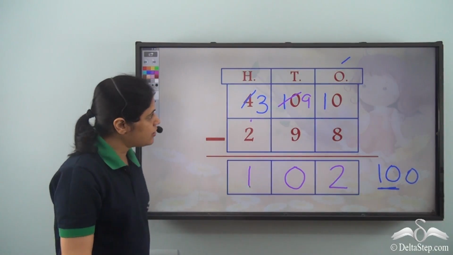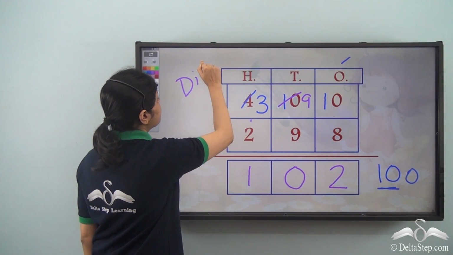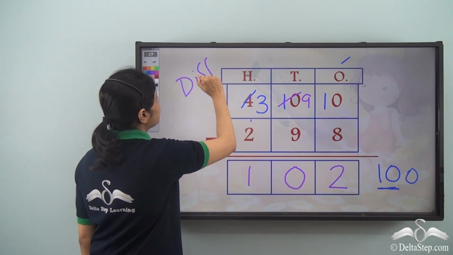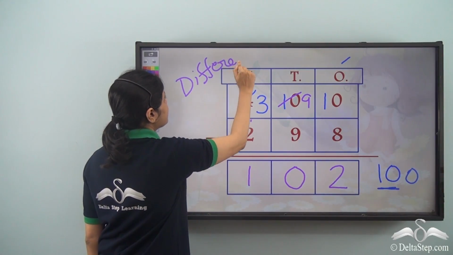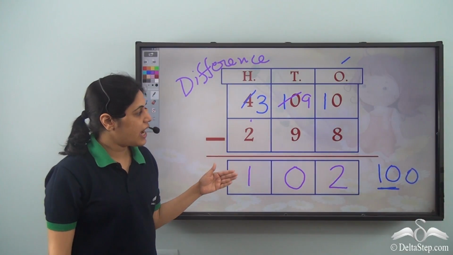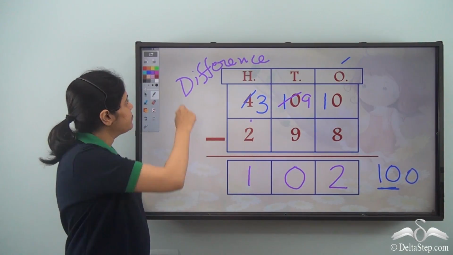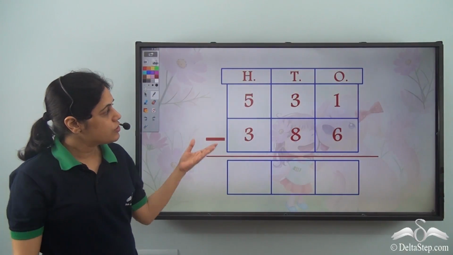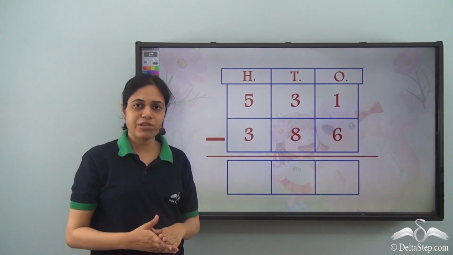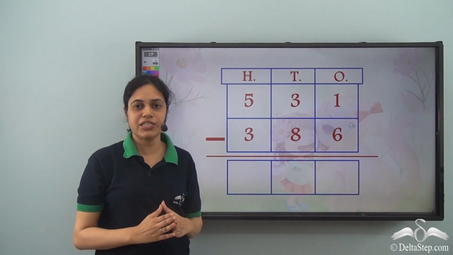This is the difference of these two numbers, or the answer when we subtract these two 3-digit numbers. So let us subtract these two numbers now. I have 531 and 386.